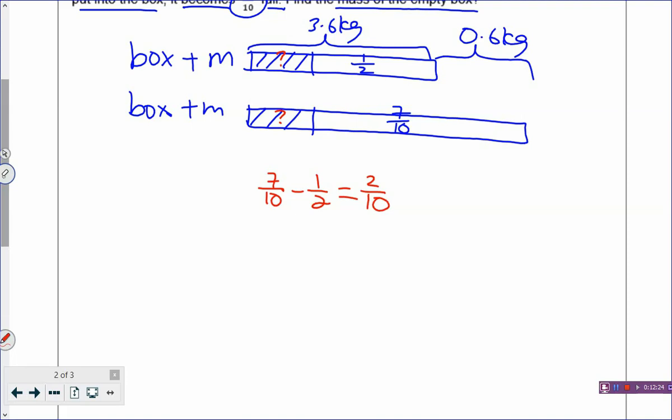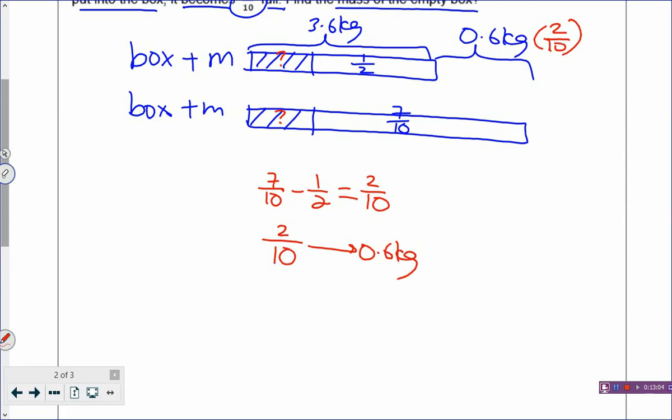Or you can do something like this: you can make the denominator the same. Why would you want to make the denominator the same? Because we are referring to the same marbles, the same marbles that are put into the box. Or otherwise you just take 7 over 10 minus half, and the difference is 2 over 10. And isn't the difference also the same as 0.6 kg? So which means that 2 over 10 of the marbles is 0.6 kg.